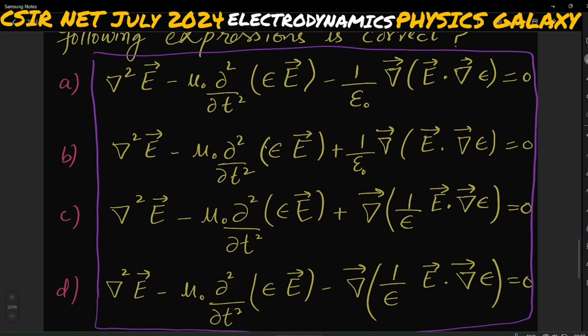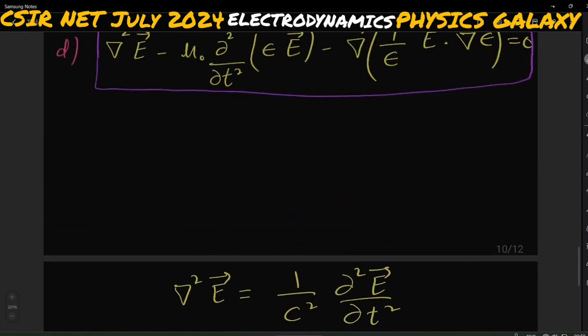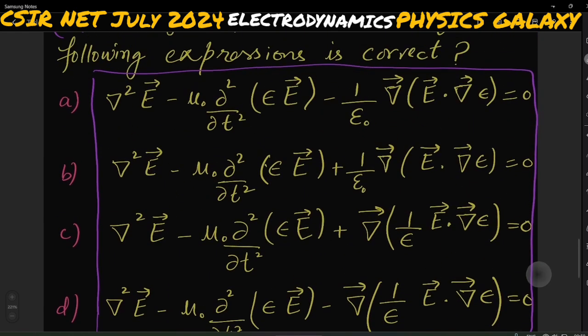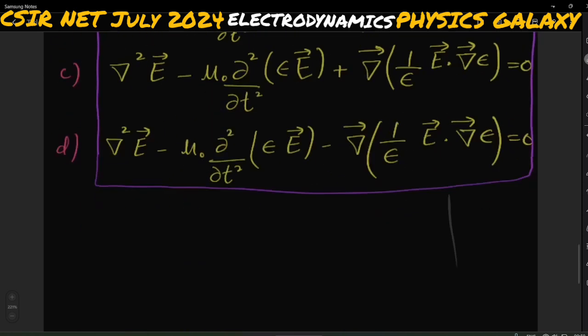Okay, so if you look carefully into these options, they resemble the wave equations. If you remember, when we do the wave equations, we write del square. Suppose we're writing it for the electric field: del square E equals 1 over c square dou square E by dou t square. So these options resemble the wave equation for the electric field. Okay, so let's try to find the correct expression by solving Maxwell's equations.